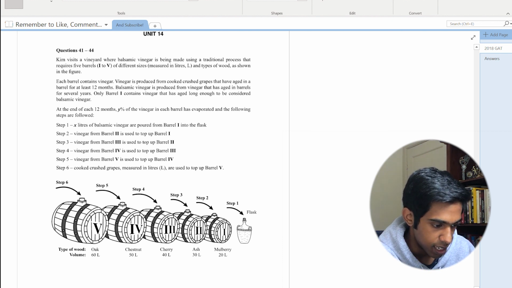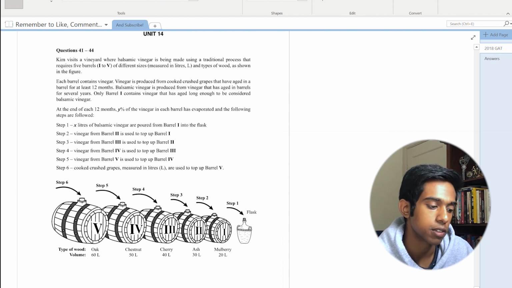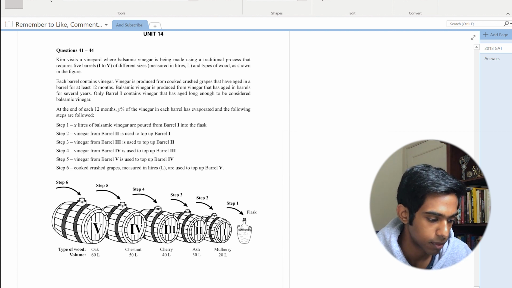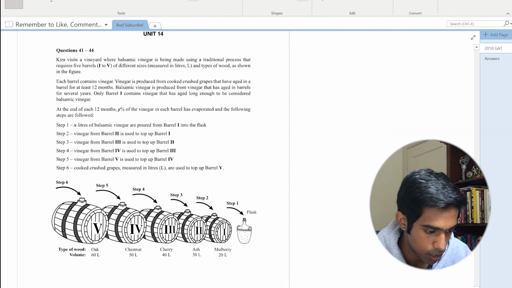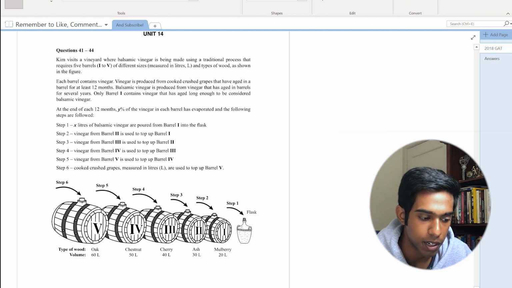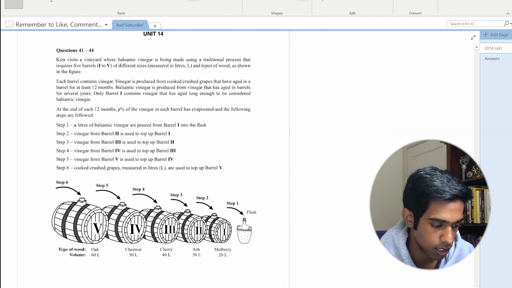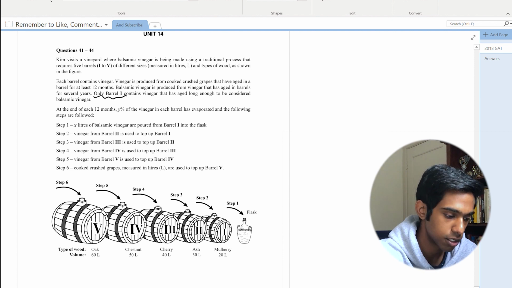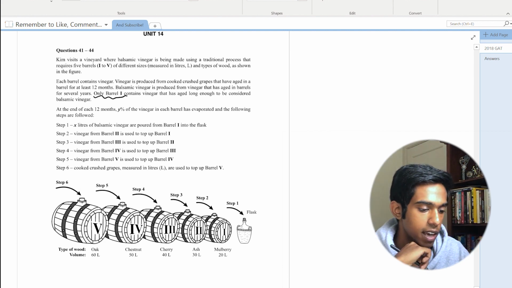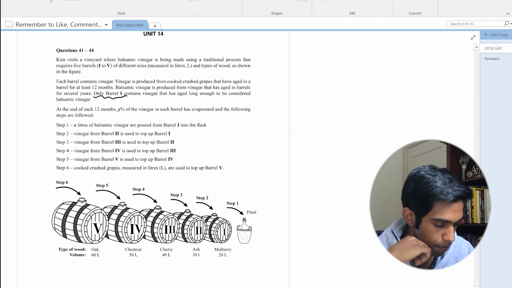Each barrel contains vinegar. Vinegar is produced from cooked, crushed grapes that have aged in a barrel for at least 12 months. And balsamic vinegar is produced from vinegar that has aged in barrels for several years. Only barrel one contains vinegar that is aged long enough to be considered balsamic vinegar.